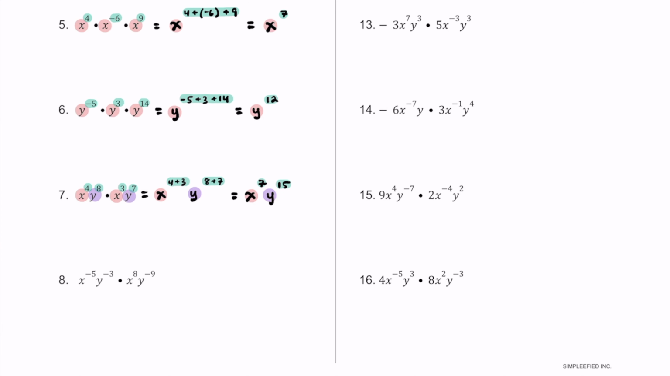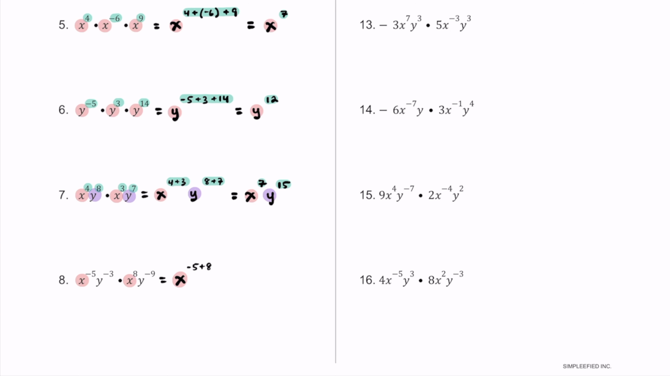For number 8, we have x to the negative 5th power times y to the negative 3rd power times x to the 8th power times y to the negative 9th power. So let's go ahead and multiply the pieces that have the same bases. We're going to multiply this x to the negative 5th power times x to the positive 8th power. So if we do that, we can have this one base of x here. And when we do that, we're going to add their exponents. We have a negative 5 plus 8.